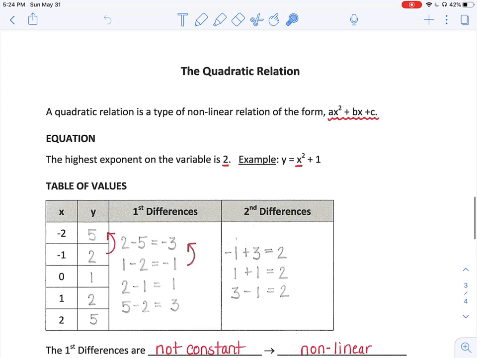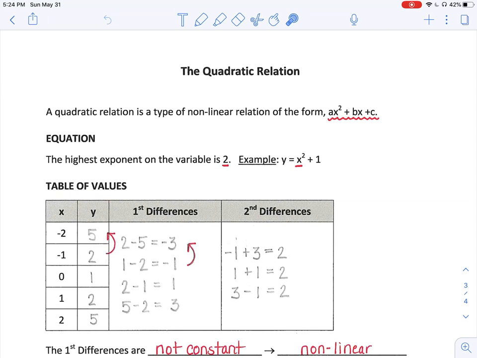A quadratic relation is a type of nonlinear relation in the form ax squared plus bx plus c. We saw this last unit when we were factoring trinomials. This is a trinomial, which just so happens to be the quadratic relation. The highest exponent on the variable is 2. That's how you know it's quadratic. When you see the exponent of 2 on x, you know that it is a quadratic equation.